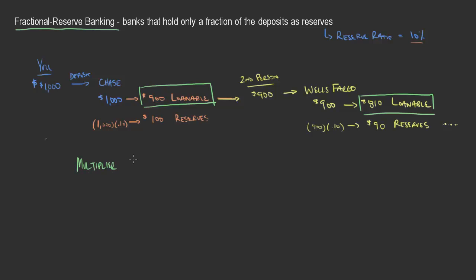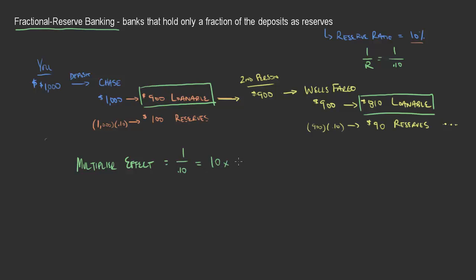The multiplier effect. It is, in essence, what is this reserve ratio? Well, this reserve ratio is 10%. The multiplier effect is just the inverse, right? It's 1 over what is it, right? It's 1 over R, the reserve ratio. It's 1 over 10%, right? This here would be 1 over 10% in our example, which is equal to 10.